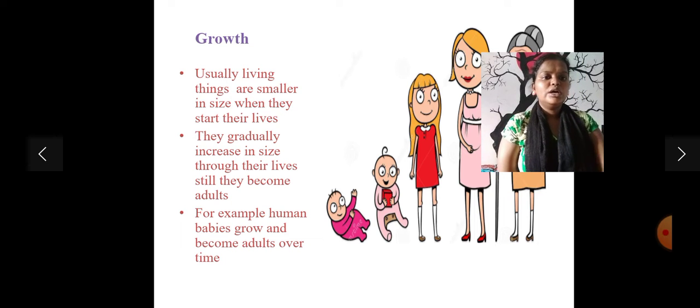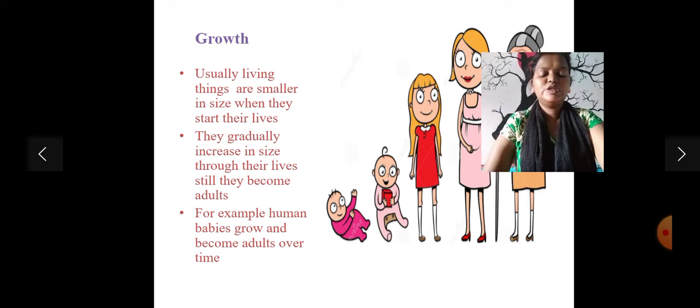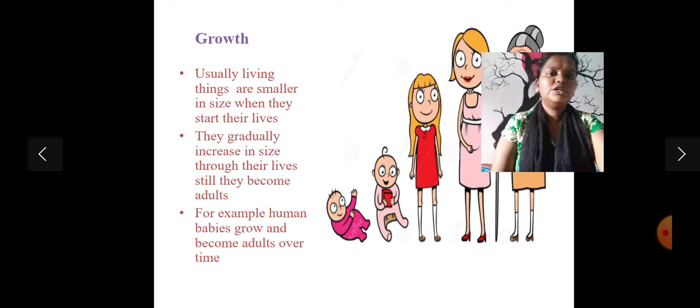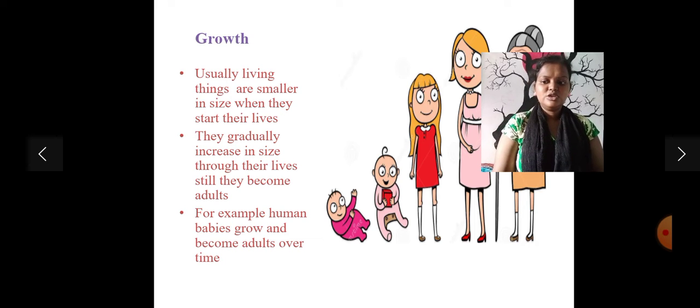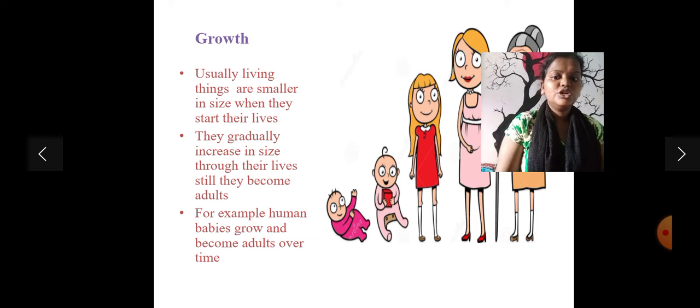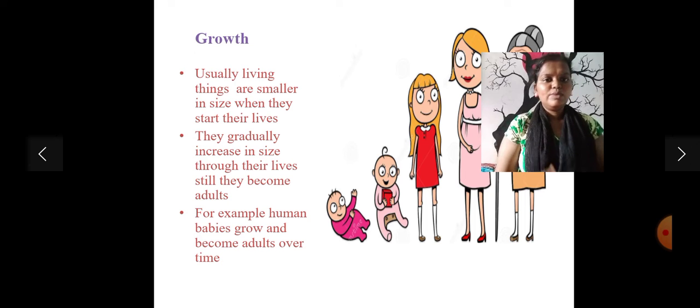Can you take your childhood picture and see the childhood picture? In this childhood picture, you will see you as a baby, right? Small born baby. As time passes, you will grow and you will become an adult. Yes, correct. Then you become old. You cannot do anything.